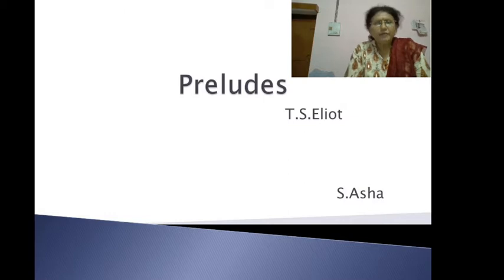Good morning. Today we take up another poem which is an exact example of modern poetry, Preludes by T.S. Eliot. Look at the title first. What is prelude? Prelude is usually a short musical piece which precedes the larger part of it.